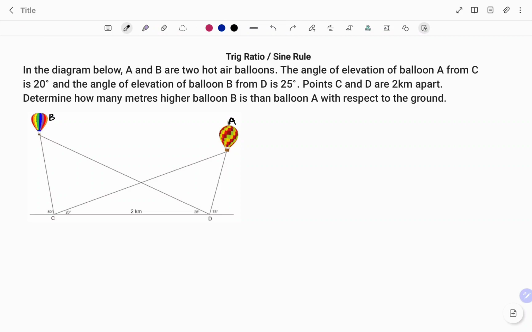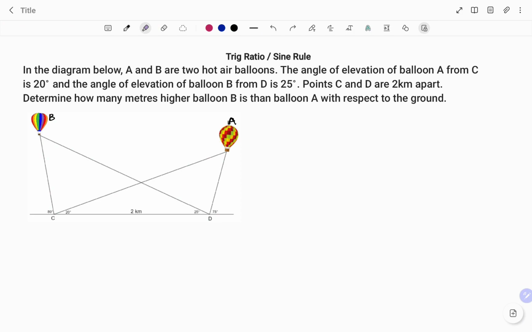In this video, I'm going to show you how to solve the following problem using the trig ratio and the sine rule. In the diagram below, A and B are two hot air balloons. The angle of elevation of balloon A from C is 20 degrees and the angle of elevation of balloon B from D is 25 degrees. Points C and D are 2 kilometers apart. Determine how many meters higher balloon B is than balloon A with respect to the ground.